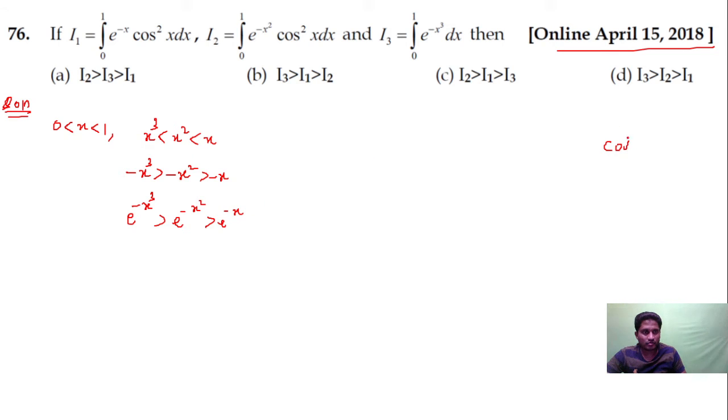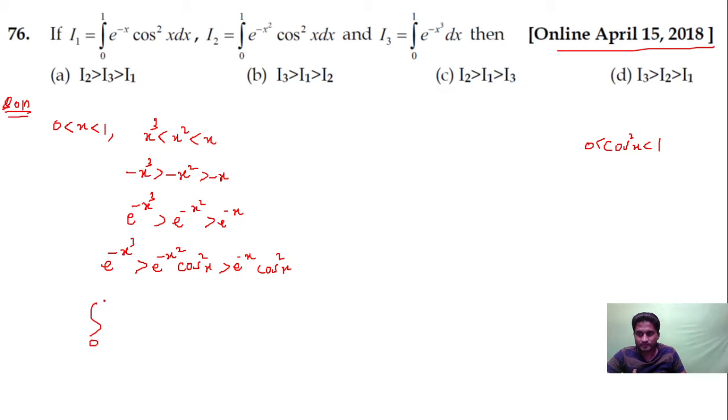We know that cos square x lies between 0 and 1, so it's a positive quantity only. So e power minus x cube is greater than cos square x. Obviously e power minus x cube is greater than e power minus x square into cos square x, because cos square lies between 0 and 1, which is greater than e power minus x into cos square x. I repeat, cos square is a number which lies between 0 and 1.